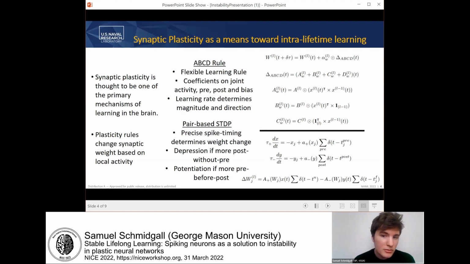The ABCD rule provides flexible learning, with coefficients on the joint activity, pre, post, and bias. And the pairwise rule is more precise to the spike timing, which is its benefit.